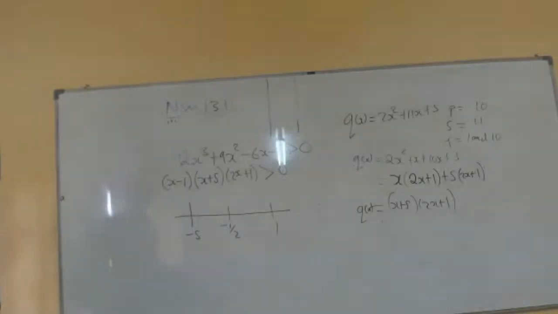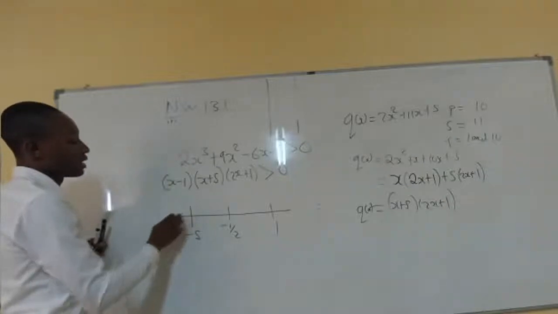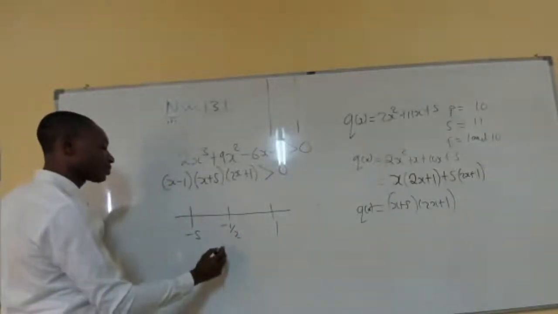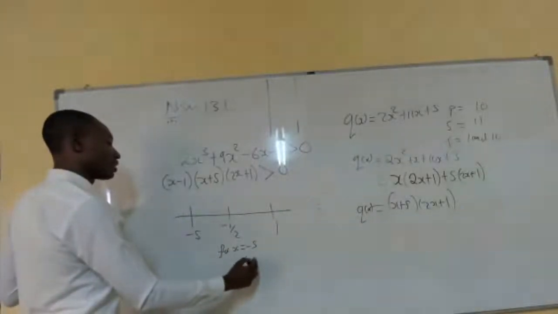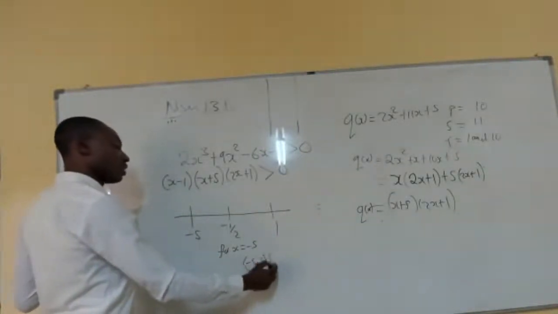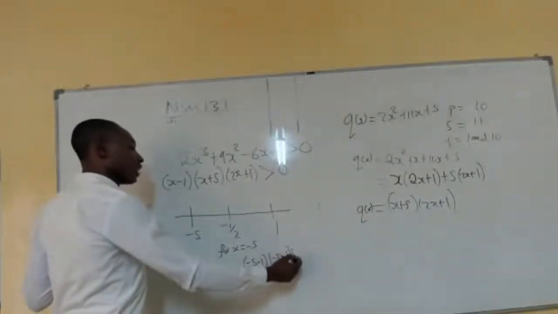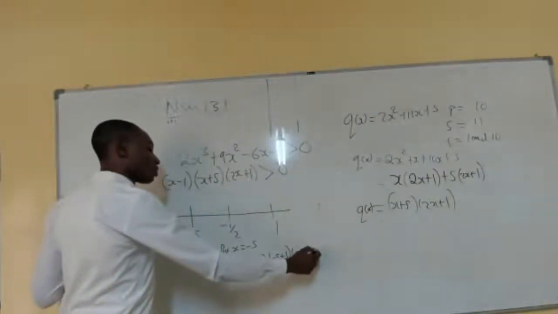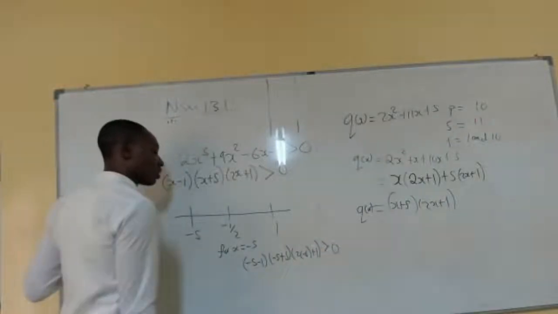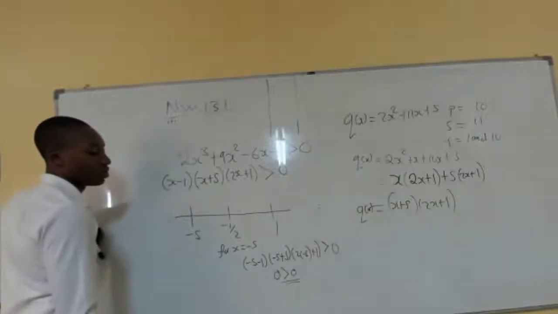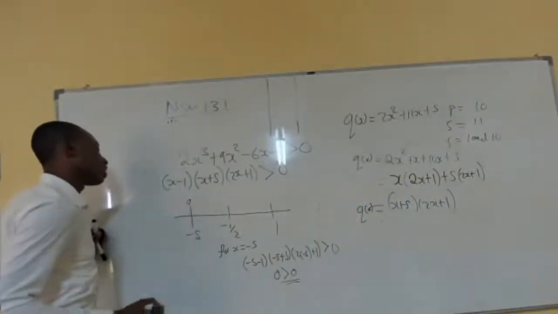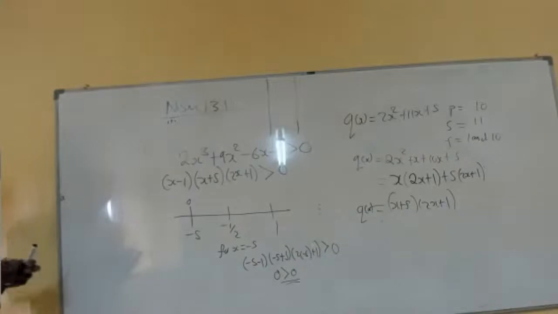Alright, so now we want to test at negative 5. Testing at negative 5, for x equal to negative 5, we're going to have (negative 5 minus 1)(negative 5 plus 5)(2 times negative 5 plus 1) greater than 0, right? So this is 0 greater than 0. But is that true? Is 0 greater than 0? No. So this part is open, so not part of the solution.